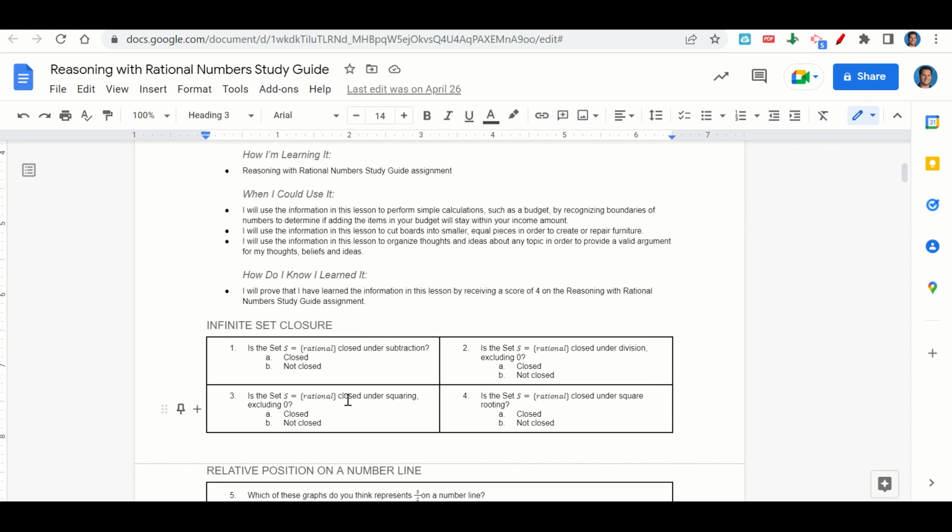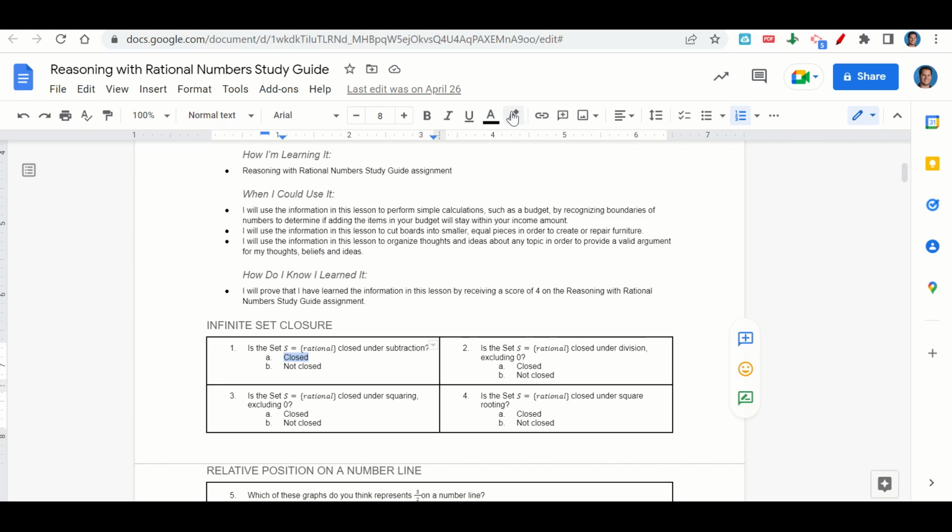The first one says, is the set S of rational numbers closed under subtraction? Basically what they're asking is, can we take a fraction and subtract another fraction and get something that's not a fraction? Well, we should know that no, there's no way to do that. So it is closed. So what we're going to do is highlight this.